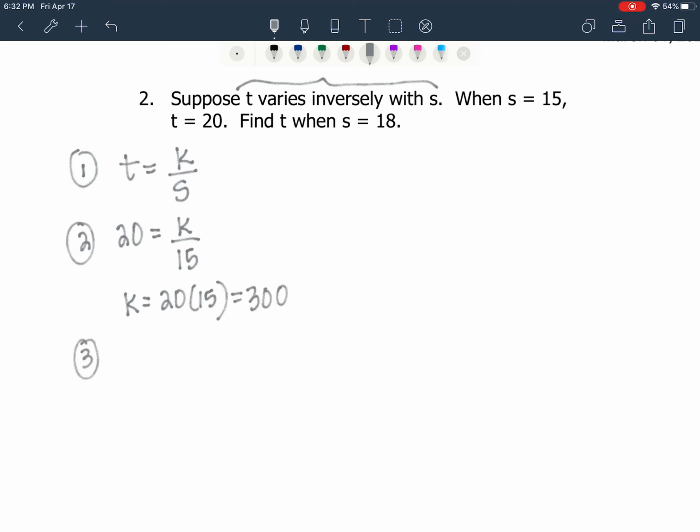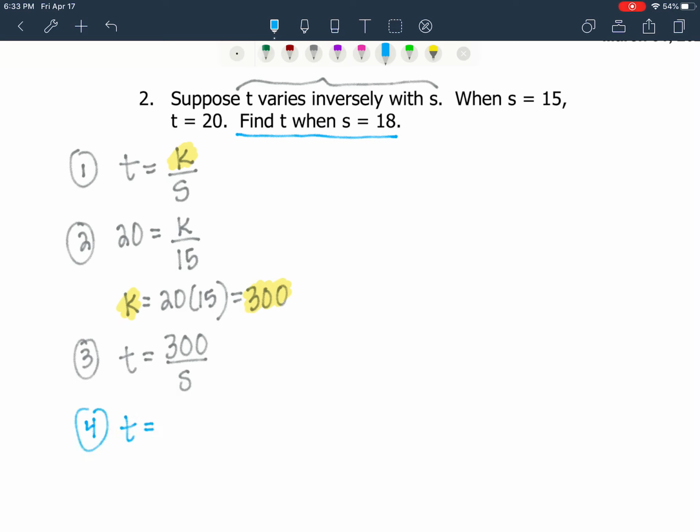Step 3, we're going to write our specific law, t equals 300 over s. So let me show you. This k is the same as this k right here, so we're just going to fill that in. And now it says find t when s is 18. So t equals 300 divided by 18.